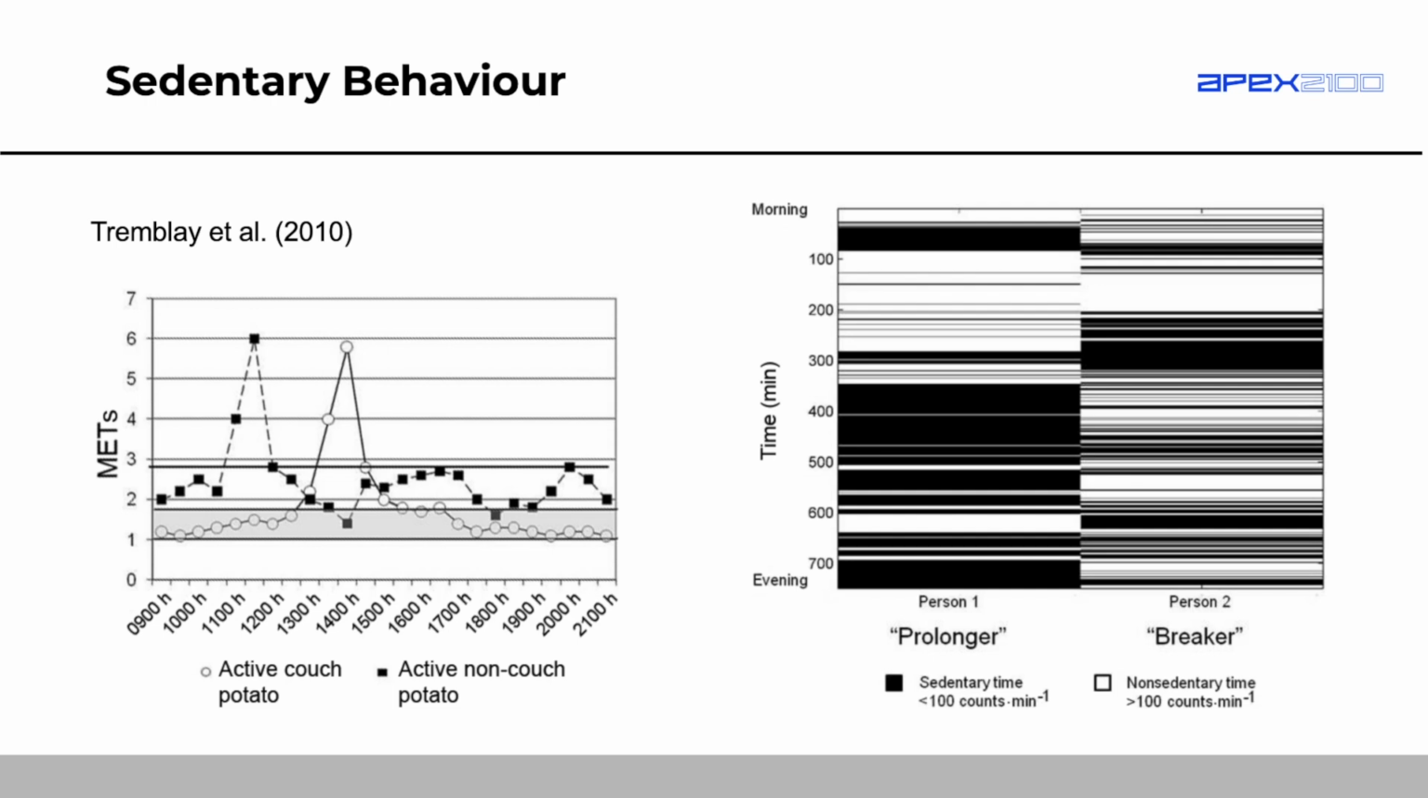They've got big, thick black bars within their column. Versus person 2 who breaks up their sedentary time. So you can see that the black is a lot more thin. There's not those big, thick chunks like there is for person number 1.